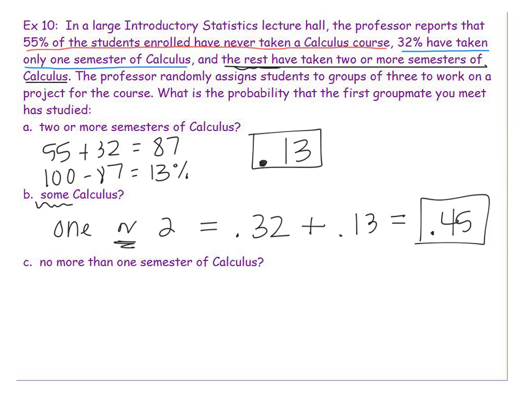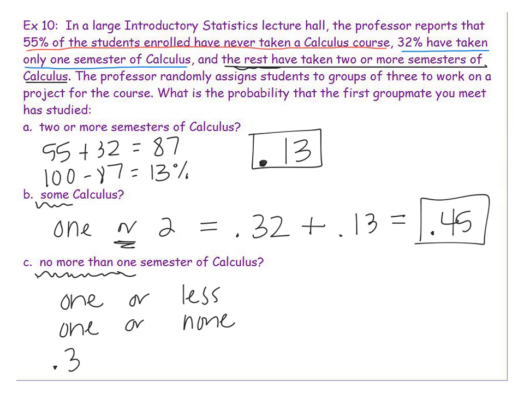What's the probability that the first person you meet has studied no more than 1 semester of calculus? Another phrase, no more than 1. No more than means whatever the quantity, which is 1, or less. Well, the only thing less than 1 is 1 or none in this case. So we already know that 32% have taken 1 semester, so that's 0.32. Or means add. And the students who have taken no calculus is 55%. So 0.55, and that is where we get an answer of 0.87. Or means add. Just focus on what are they asking you to add. Okay, so let's look at the next set of examples.